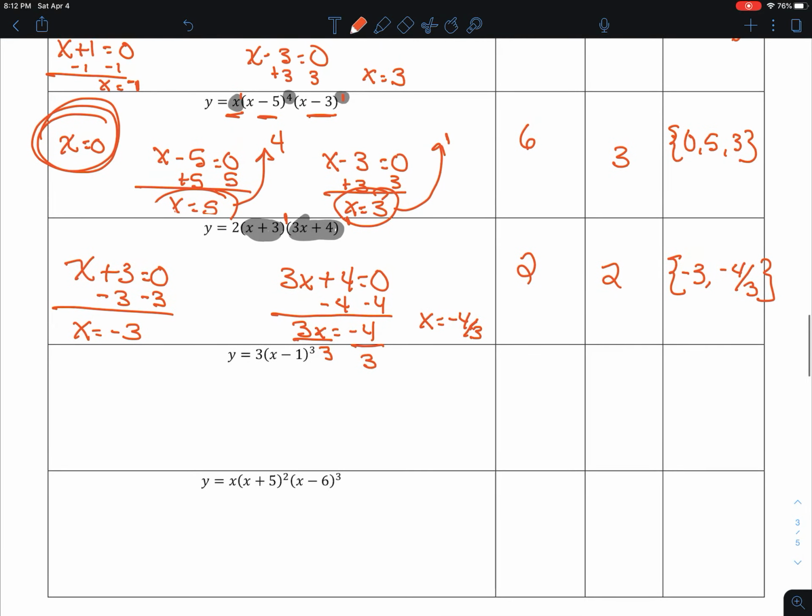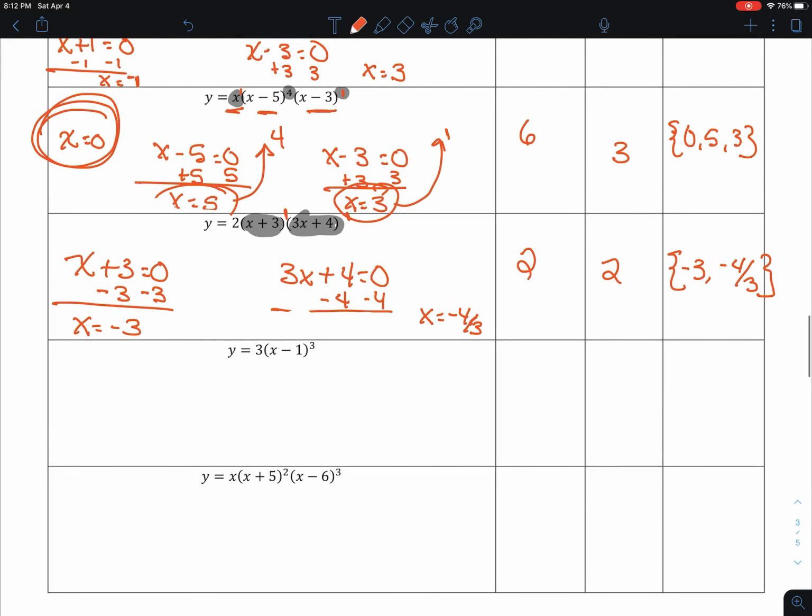Okay? So we have 2 more to do. I would like for you to pause the video and just take a second and finish that up, and come back and we'll go over it. Alrighty, welcome back. Let me just fix this a little bit because it's going to bother me. This is 3x is equal to negative 4, and so then x is equal to negative 4 divided by 3. Okay, just wanted to fix that up.